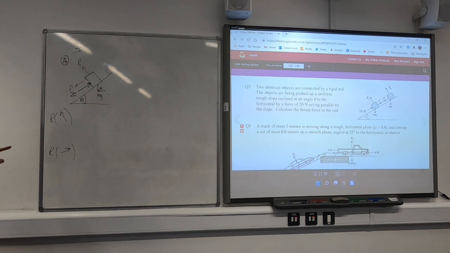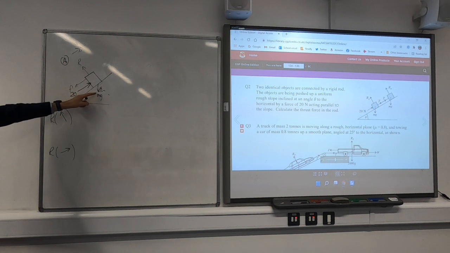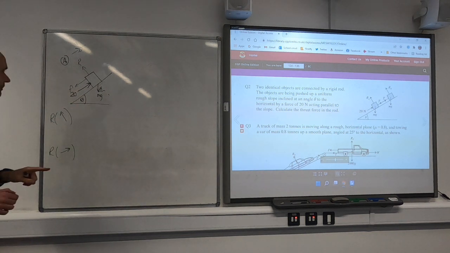Remember, when you're resolving parallel to the slope, there are three forces: the 20 newtons going up, friction coming down, but also the component of the weight. And because I don't know that angle but know this one, I'm going to call that mg sine theta.